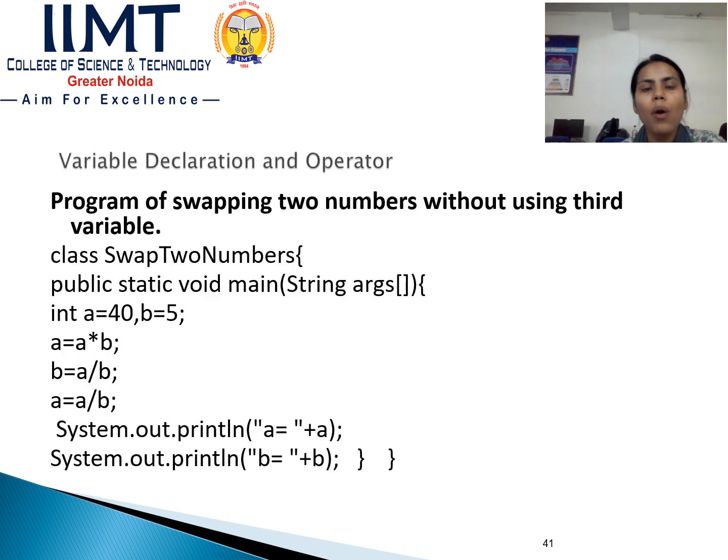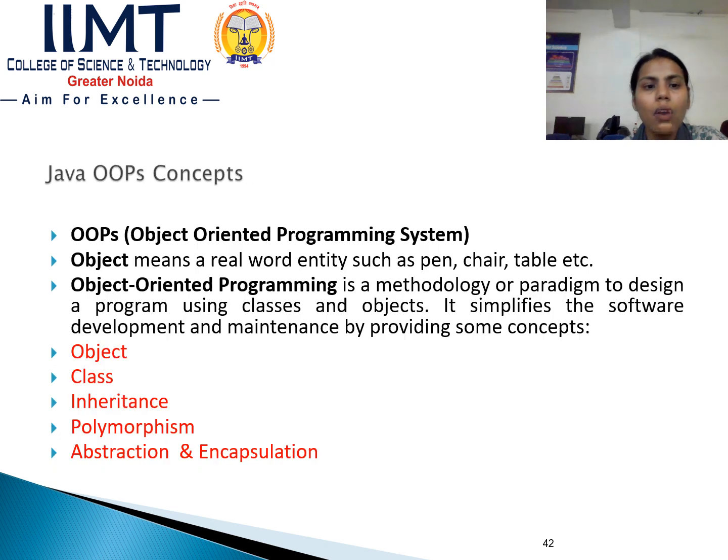Now, the program of swapping two numbers without a third variable. Class SwapTwoNumbers, public static void main. We declare two int variables a and b, where a is equal to 40 and b is equal to 5. a equals a times b, b equals a divided by b, a equals a divided by b. Then System.out.println.